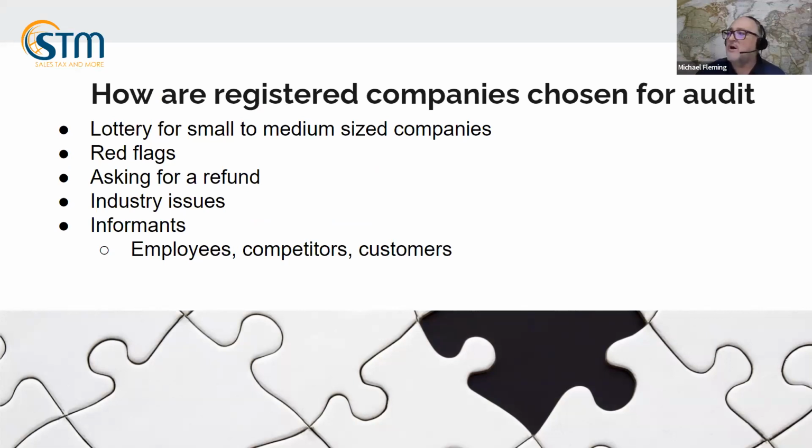Asking for a refund will often cause an audit. Industry issues: if the state sees that a whole industry is doing something wrong, then they will go after the whole industry. And then informants. People can tell on you: employees, competitors, customers, and sometimes they can even be paid bounties for turning you in.